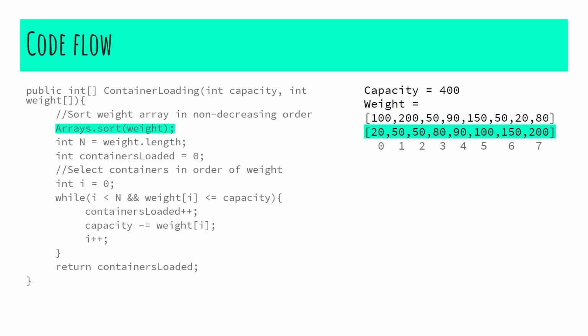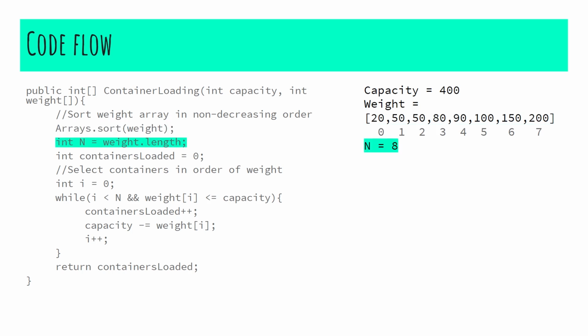At first, when we execute the Arrays.sort line, we get our array sorted in this order, like 20, 50, 50 and so on. After that, when we execute the next line, our variable n would be initialized to the length of the weight array, which is 8. Now our containers loaded variable is also initialized to 0, and then our i variable is initialized to 0.